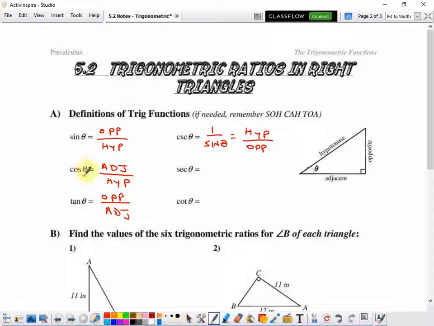Secant is 1 over cosine, or hypotenuse over adjacent. And cotangent is 1 over tangent, or adjacent over opposite.